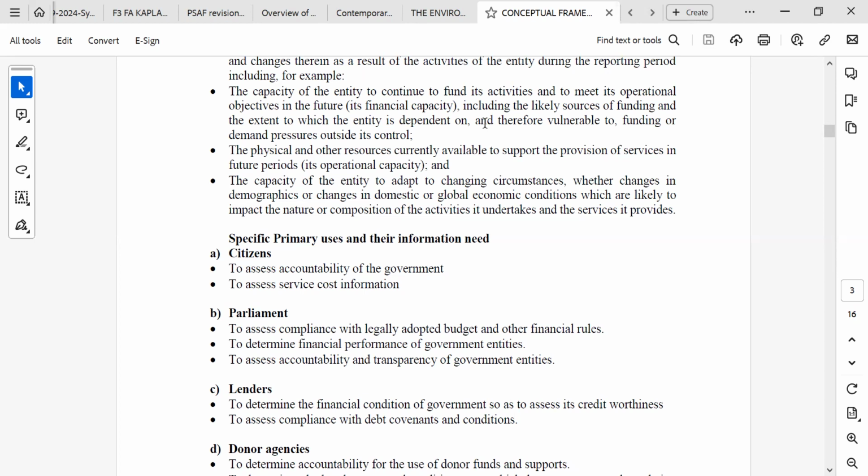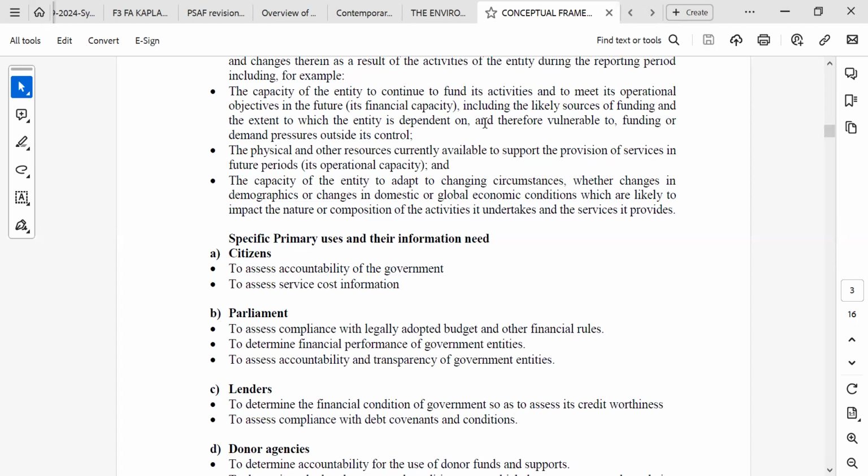Another one is to determine the financial condition of government so as to assess its creditworthiness. So this will be determined from the consolidated fund. If you prepare the accounts for the central government, they are going to be looking at the results that we have and the existing debts that we have. So looking at the existing debts, does the country have the capacity to finance the additional loan that they are going to be taking? They will look at this and decide not to give you the financial assistance.